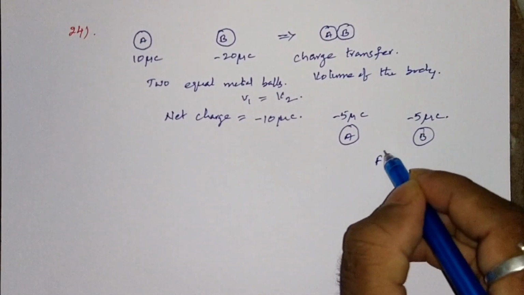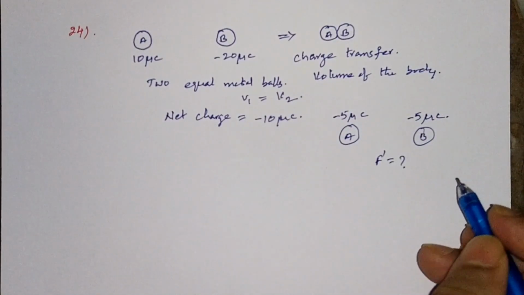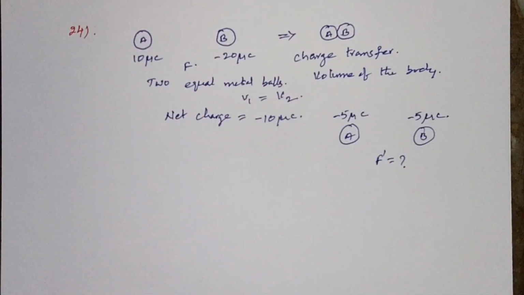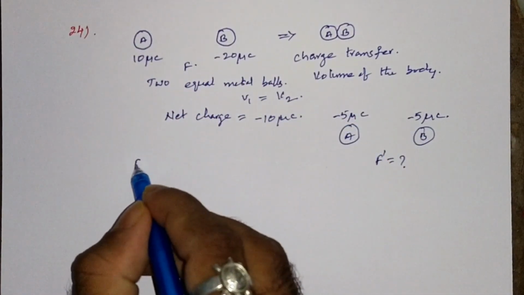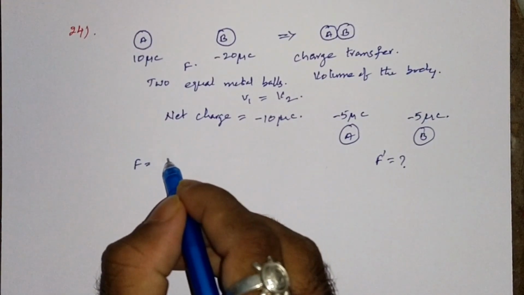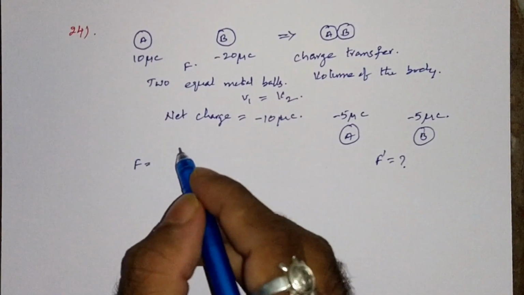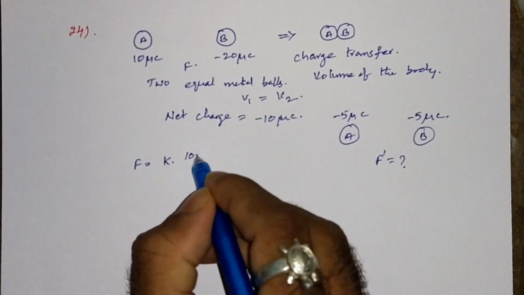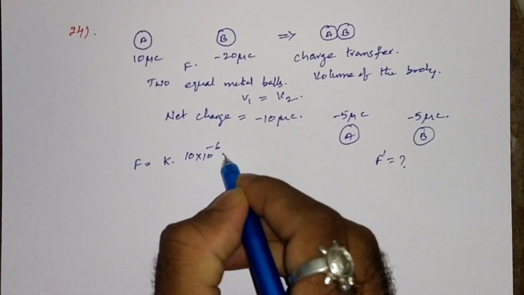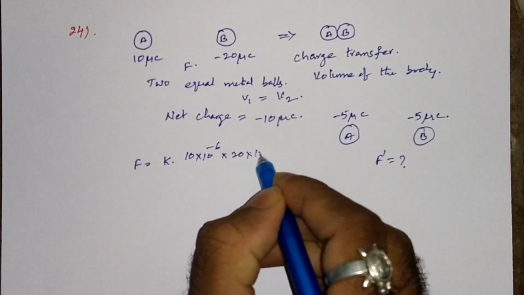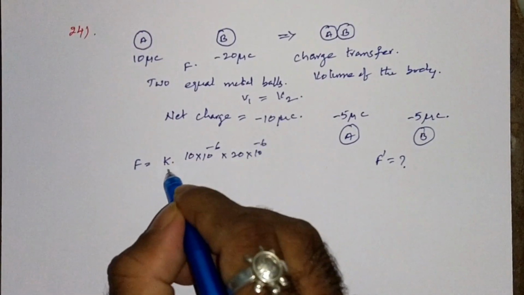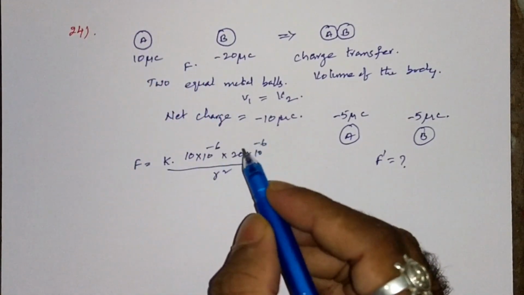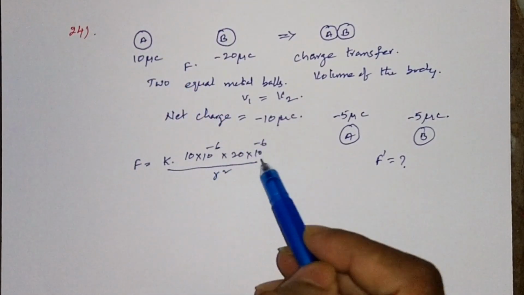Now this is the new force we need to calculate. Let us take the initial force as F. Clear? Now F is 1 by 4 pi epsilon naught q1 q2 by r square. Let us take 1 by 4 pi epsilon naught as constant k. Then 10 into 10 power minus 6 into 20 into 10 power minus 6 by r square. Distance is not given, I am taking it as r. It is microcoulomb, that's why 10 power minus 6 here.